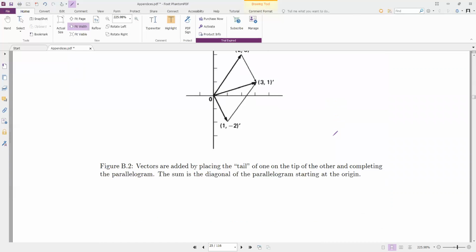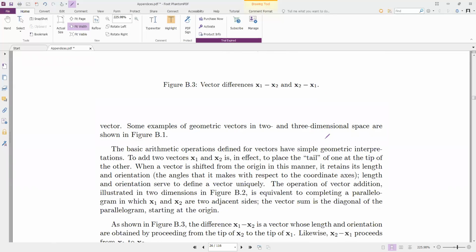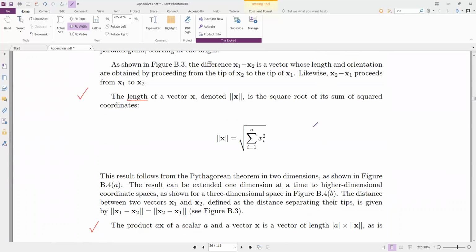Here's the addition of vectors. Not interesting. You can read it. There's a subtraction, not particularly useful. The length of a vector is kind of important, but that's only going to come into play when we talk about different procedures later on. The length is denoted like this, and it's the square root of its sum of squared coordinates. Sum of squares, take the square root.